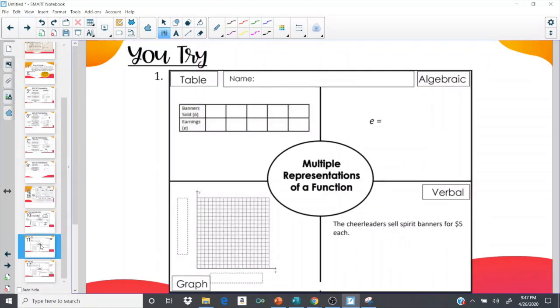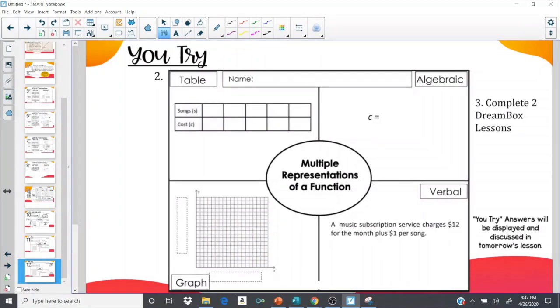So at this point, you are going to try some problems on your own. You have 2 problems to complete. They are similar to the problem we completed. When you are done with these 2 problems, you are going to head over to Clever, log into Dreambox, and complete 2 Dreambox lessons. And remember, your you try answers will be displayed and discussed in Monday's lesson.